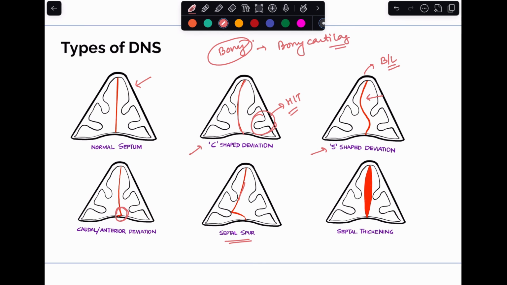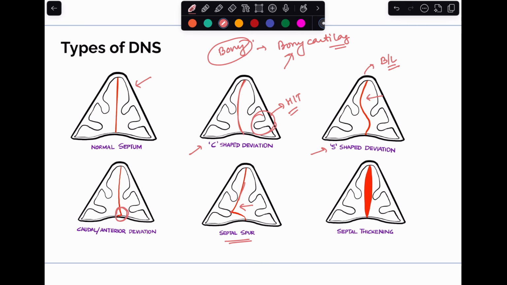So what is a spur? A septal spur is a sharp shelf-like bony projection arising from the bony cartilaginous junction of the nasal septum, projecting laterally into the nasal cavity. That is what a septal spur is, and you can see this is what it looks like. So usually it ends up impinging on the structures of the lateral nasal wall.